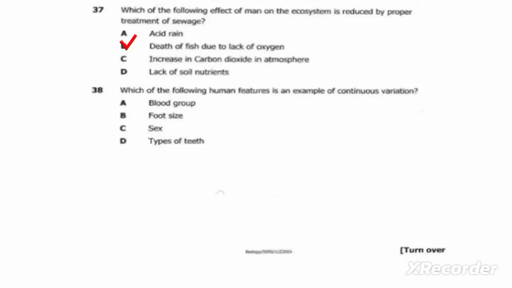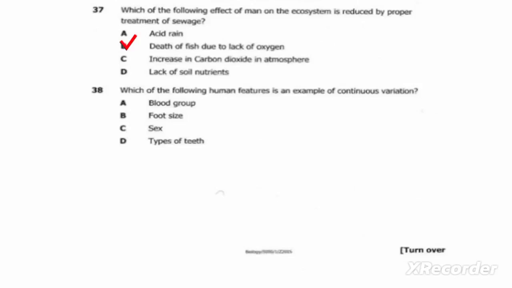We shift to the next question, which is question 38. The question reads, which of the following human features is an example of a continuous variation? A, blood group. B, foot size. C, sex. D, type of teeth. So continuous variation shows a wide range of possibility.